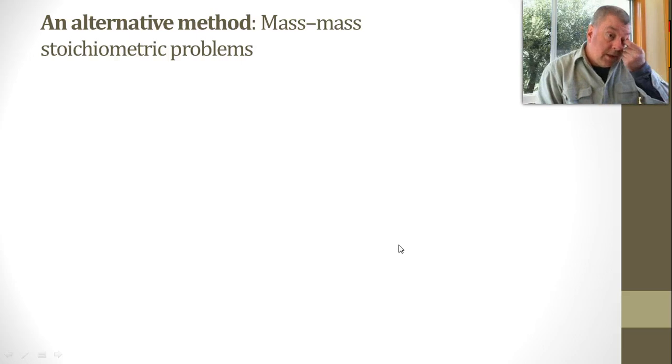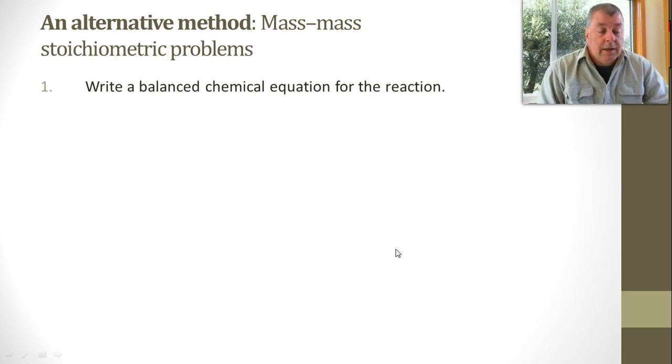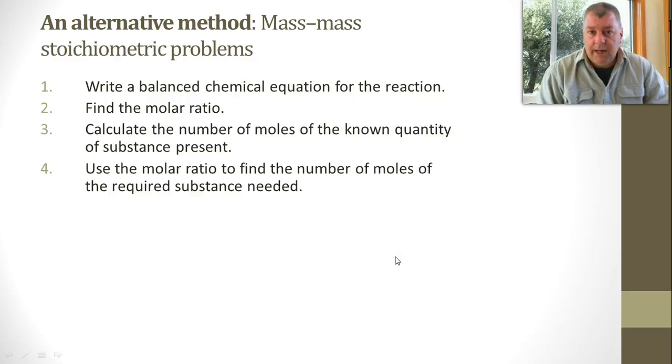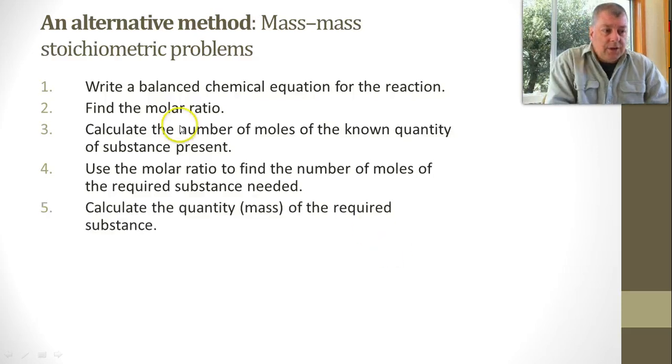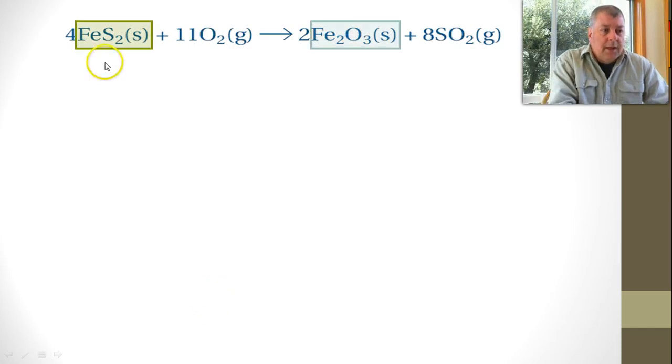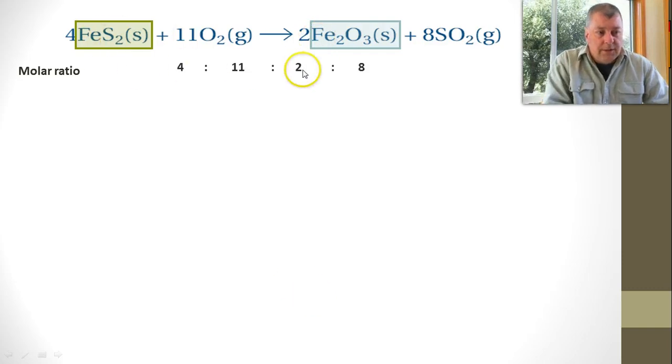Now, an alternative way of doing it is effectively the steps are the same, but you present it a different way, and you find the molar ratio before you convert to moles. This is a visual way that I sometimes set it out as well. So there's our equation. That's our known, that's our unknown. Our molar ratio is 4 to 11 to 2 to 8, but we're only interested in the 4 to 2.